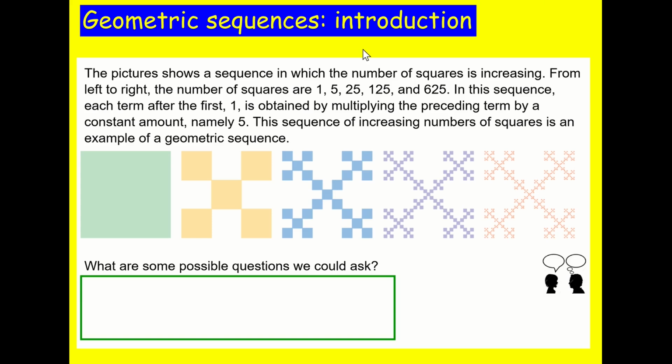Let's take a look at geometric sequences. Today we're going to introduce this type of sequence. The pictures below show a square, and then suddenly we're splitting it into 5 squares. Each square then gets split into 5 squares, and so on. And we get this really interesting pattern. If it goes on forever, it's called a fractal, because if you keep zooming in, it will look the same.